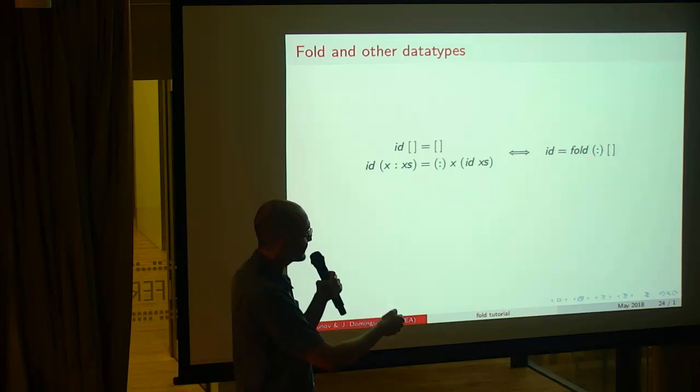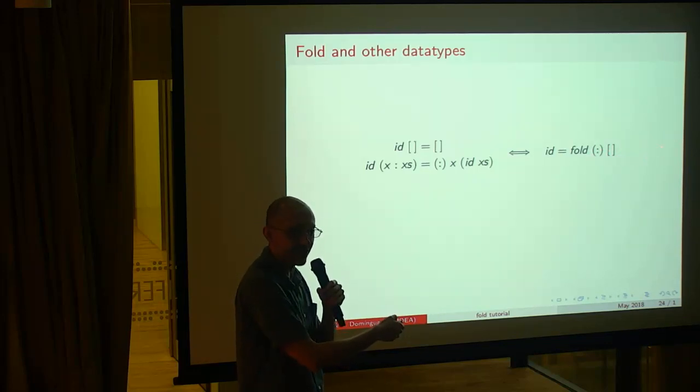So this is saying that I will replace every cons for cons, and the empty list for the empty list. So what intuitively is this doing? It is doing nothing to the input list. It's like the identity function.